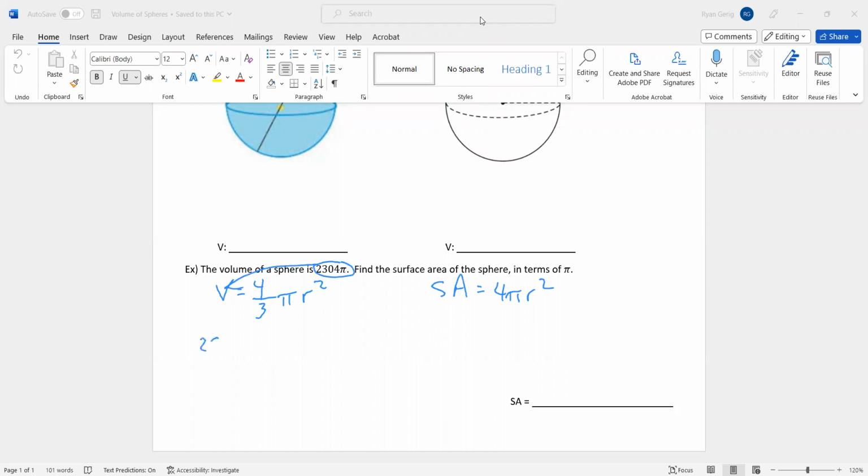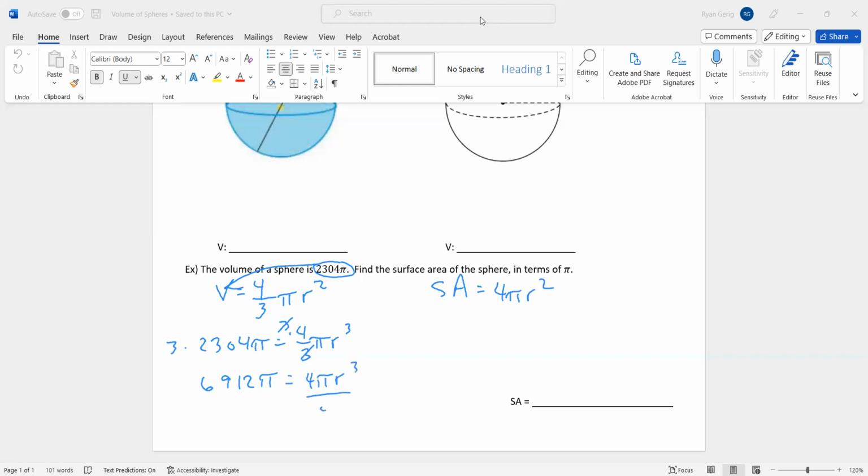Well, how am I going to get the radius if I know that this is the volume? I'll plug it in. 2304 pi equals 4/3 pi r cubed. And now I just solve this for r. I'm going to get rid of the fraction by multiplying both sides by 3. It's going to give me a big number there. 2304 times 3 is 6,912 pi equals 4 pi r cubed.